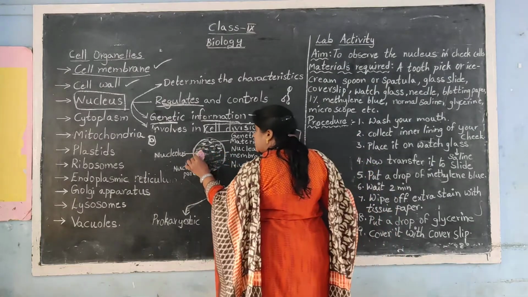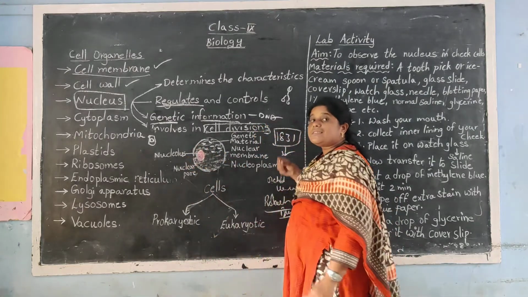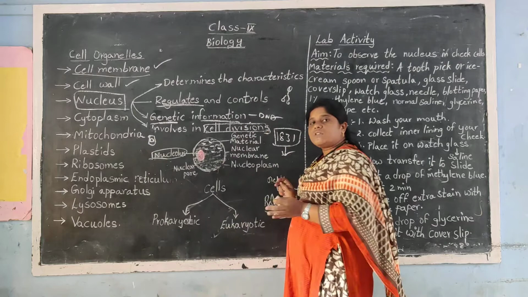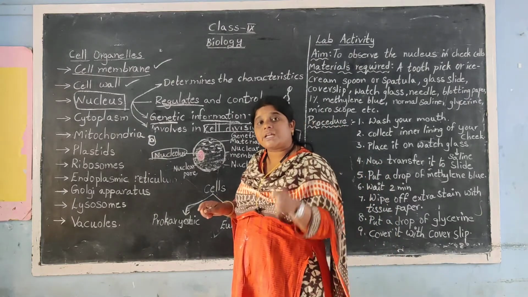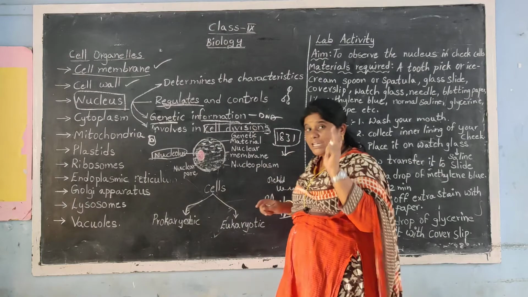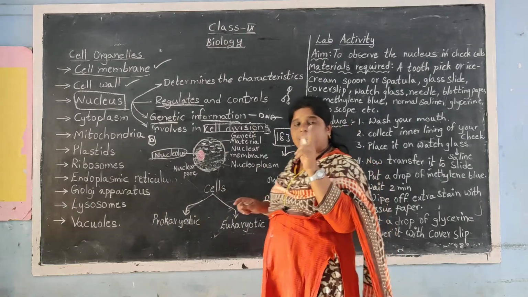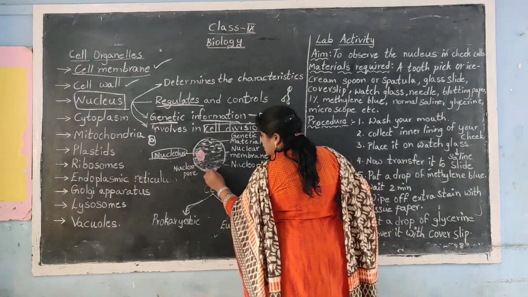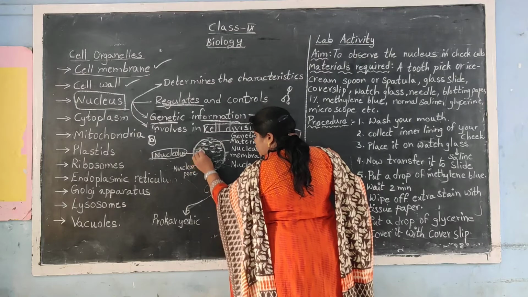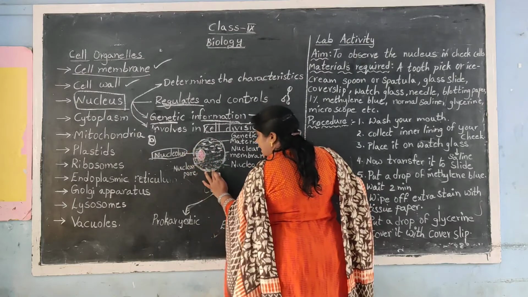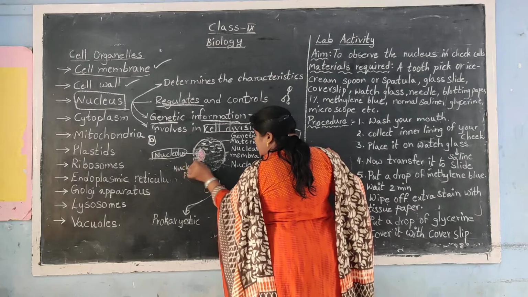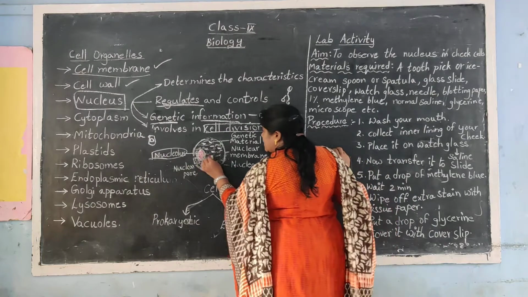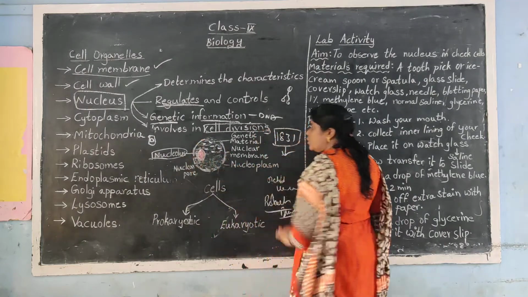And there is a dark staining body in the midst of the nucleus. It is called the nucleolus. I hope all of you are following the pronunciations properly. This is called the nuclear membrane, and the dark staining body present inside the nucleus is the nucleolus. And you have regular gaps like this. These are called nuclear pores. And the gel present inside the nucleus is called nucleoplasm.